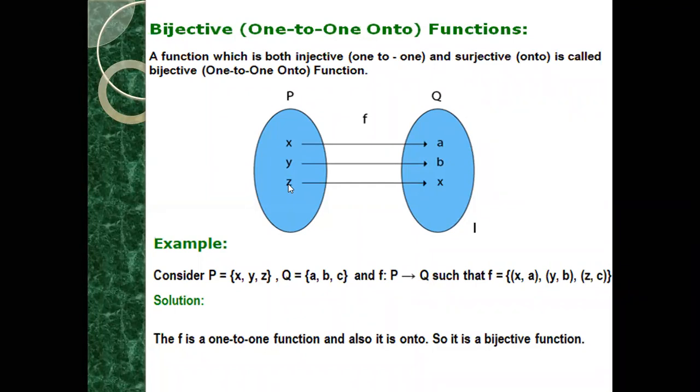Example: consider P equal to {X, Y, Z} and Q equal to {A, B, C}. So here P and Q are two sets, and F defines a mapping from P to Q such that F is equal to {(X, A), (Y, B), (Z, C)}. X is related to A, Y is related to B, and Z is related to C. So F is a one-to-one function and also onto. So it is a bijective function. This is an example of a bijective function.